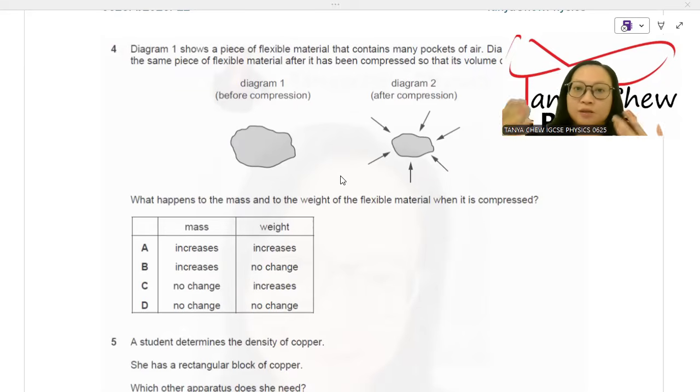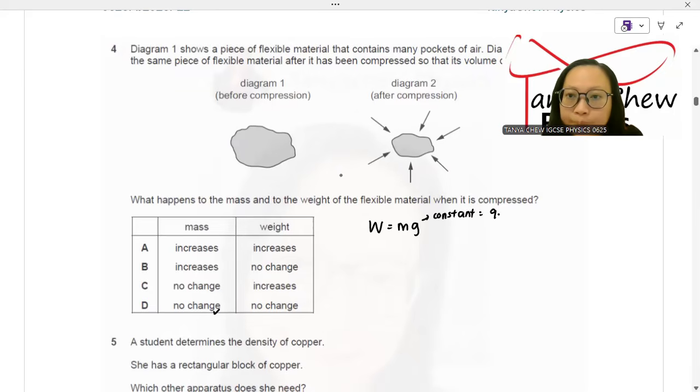So it is the same material. That is why the mass of the material must be the same, because it is the same material. It's just that the volume has changed, right? When there is no change in the mass, the weight is equal to mass times gravitational acceleration. Gravitational acceleration is constant, which is 9.8 meter per second squared. So mass is constant. That is why the weight must be constant as well. No change in weight and no change in mass.